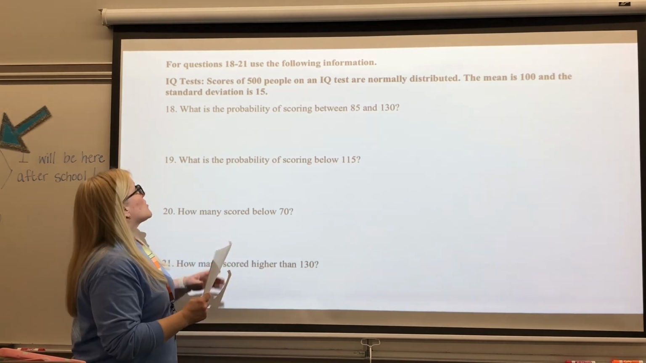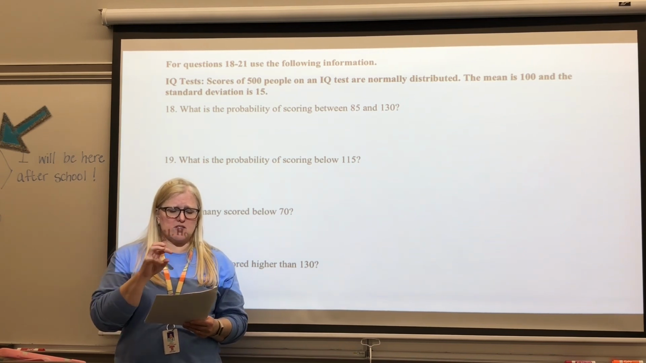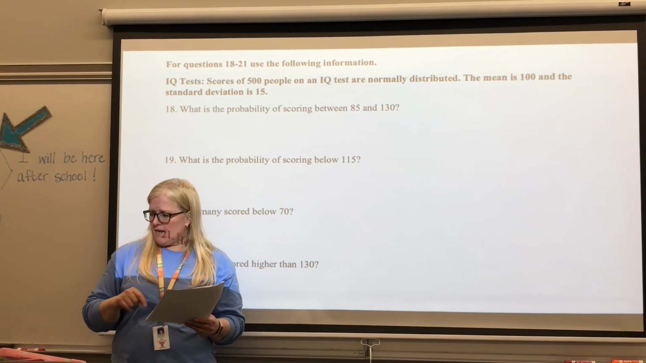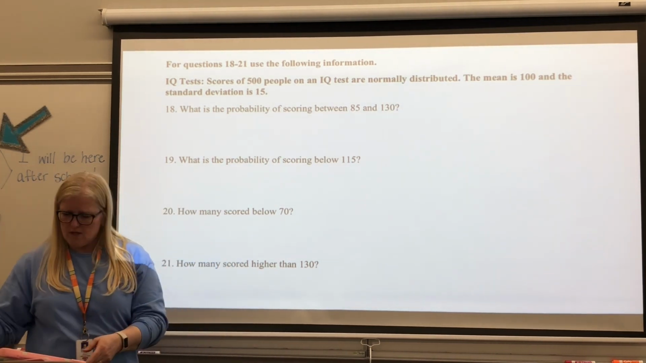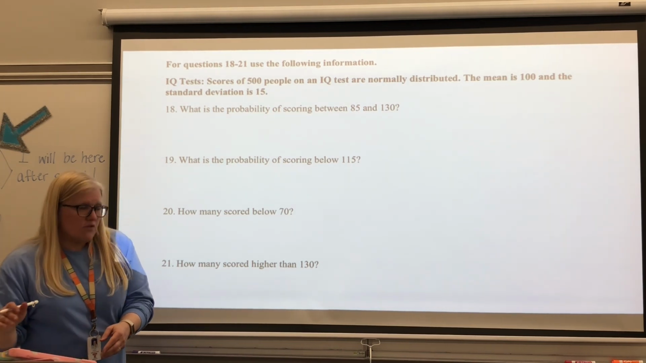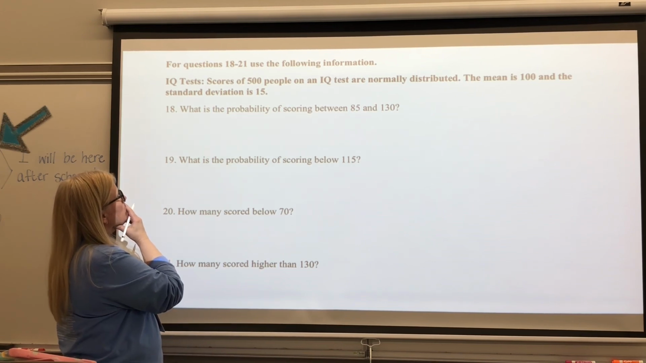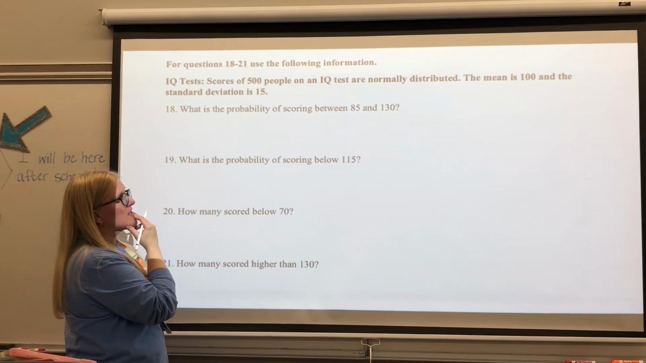Yeah, so I'm going to start with number 18. That's what starts with number 1 on your key, and we'll just go from there. So numbers 18 through 21. It says IQ tests, scores of 500 people on an IQ test are normally distributed.